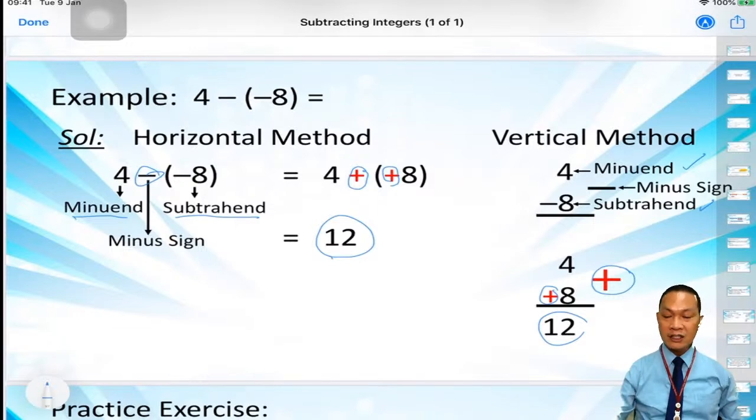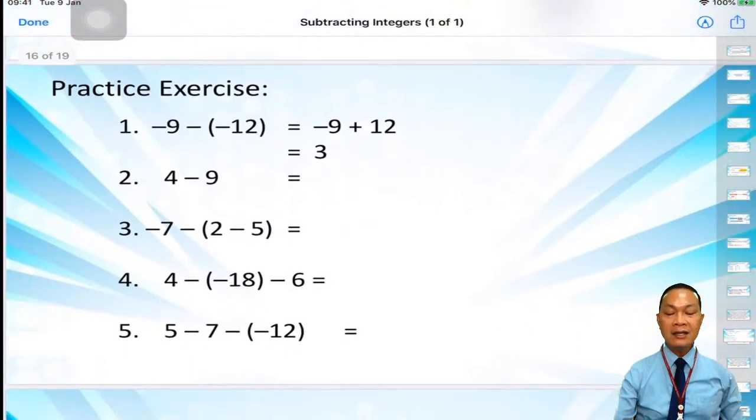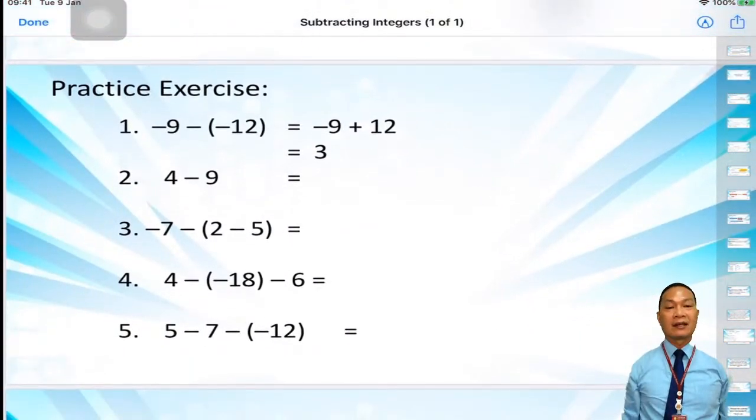Okay, next, let's move on to the practice exercise. You have to show your solution to find the answer. You can use the vertical or horizontal method to subtract integers. So number 1 is done for you.